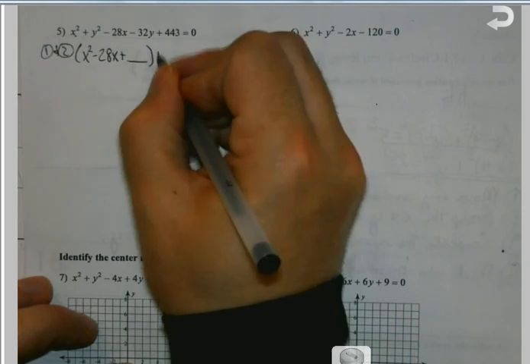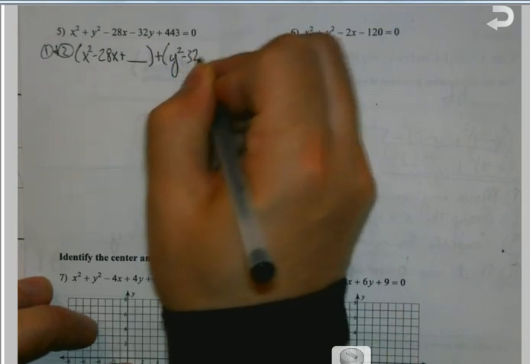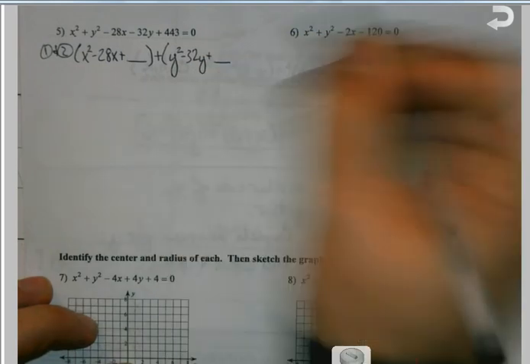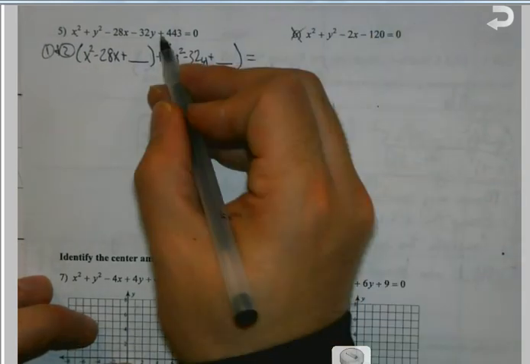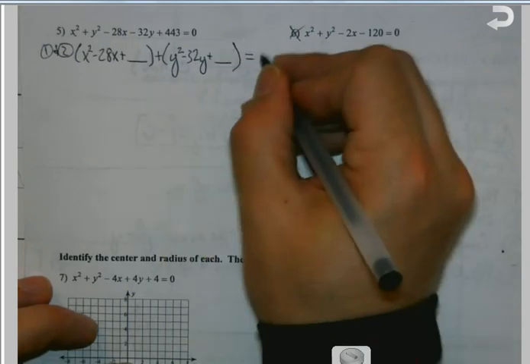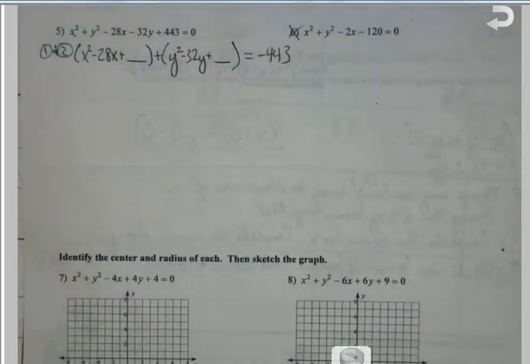And I'm going to group my y's. And since we're not going to really do 6, I can expand a little here. And that 443 moves to the other side. All right, so we knocked 2 steps out at once. Cool.